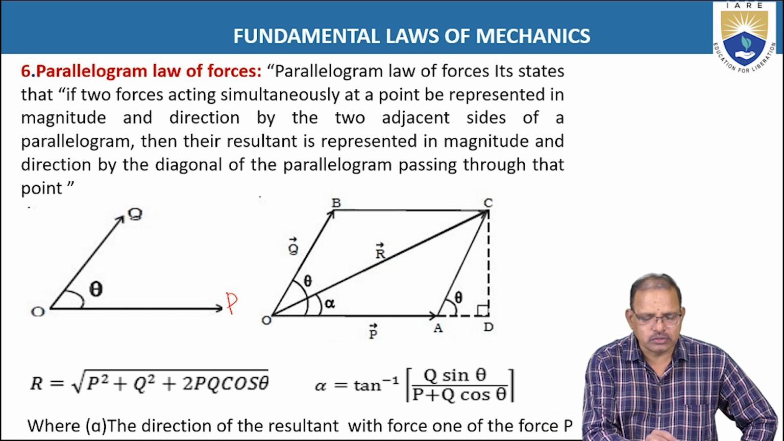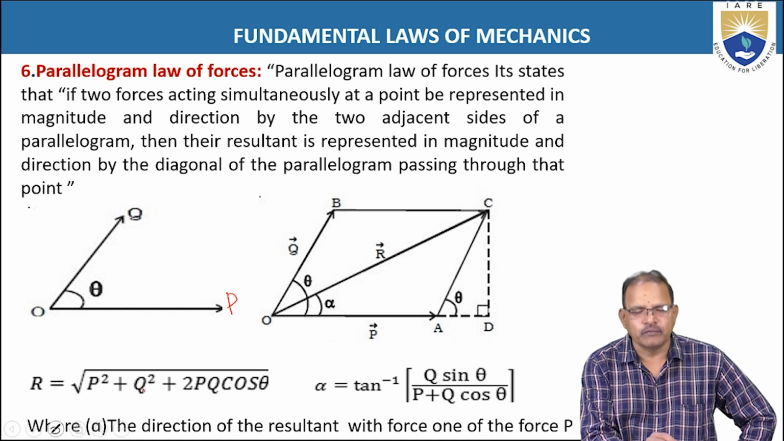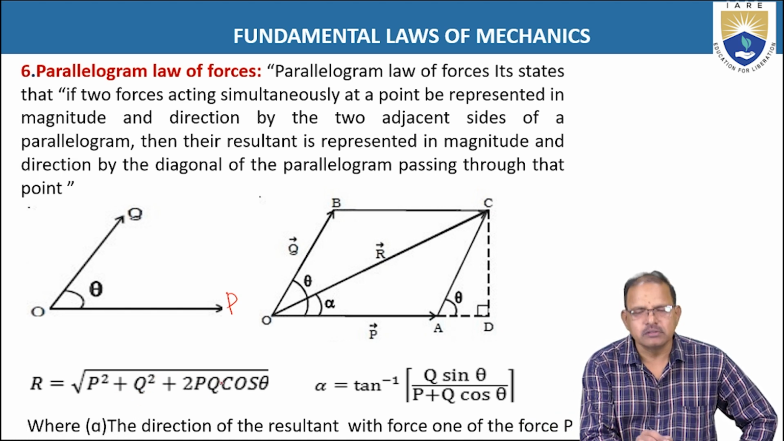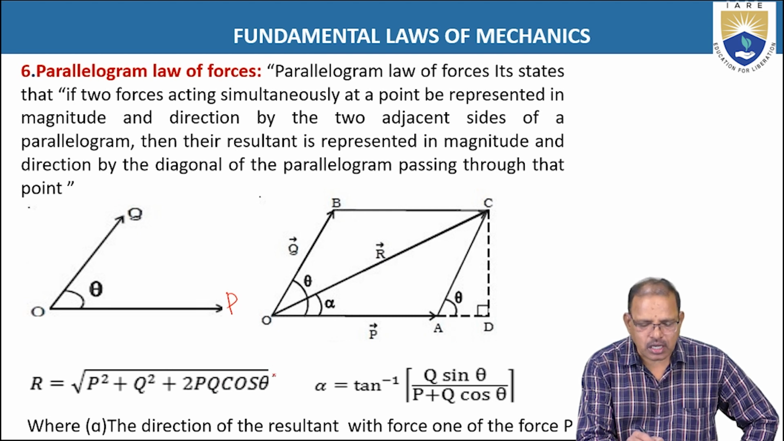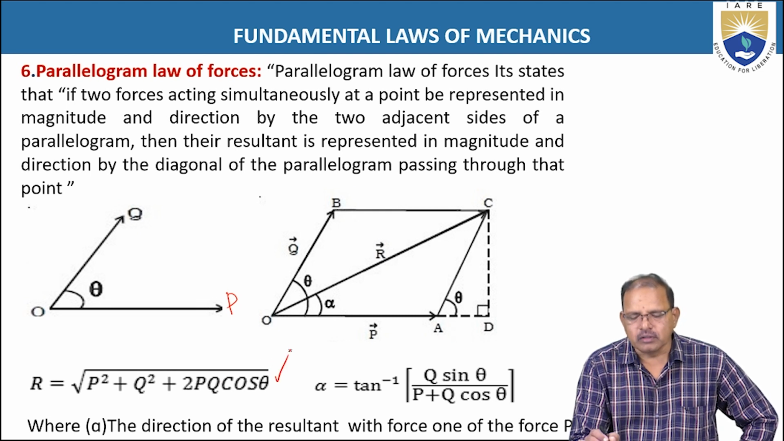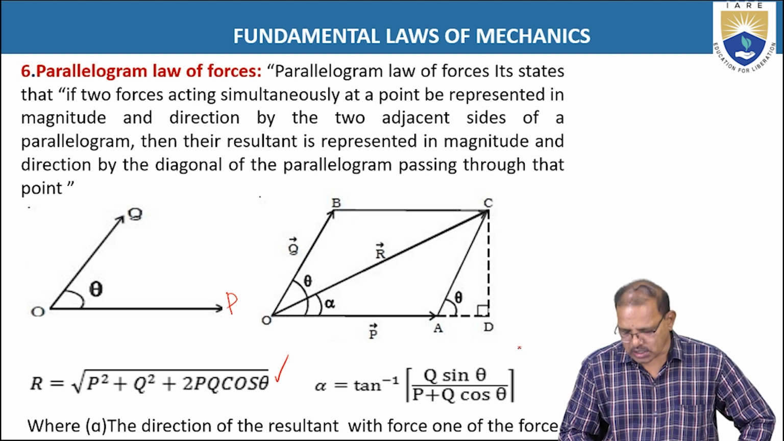Mathematically, R is equal to the square root of P squared plus Q squared plus 2PQ cos theta. The direction of the resultant force with respect to one of the forces, here P, is given by alpha equals tan inverse of Q sin theta divided by P plus Q cos theta.